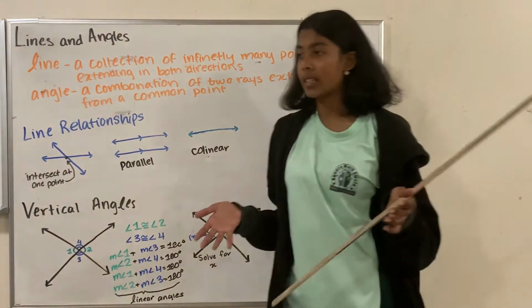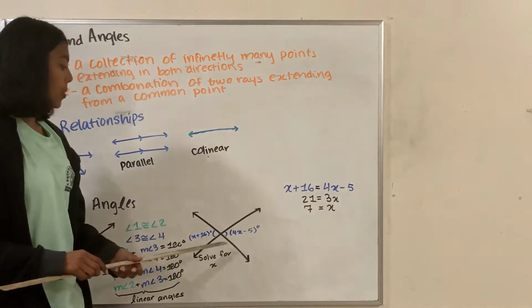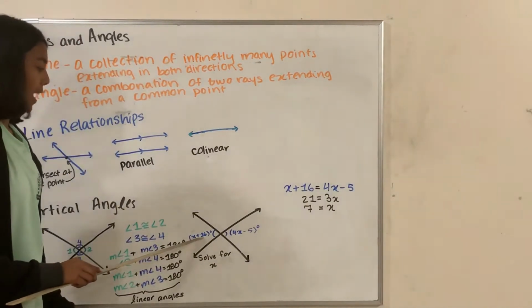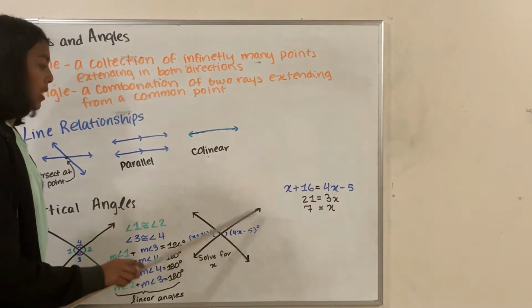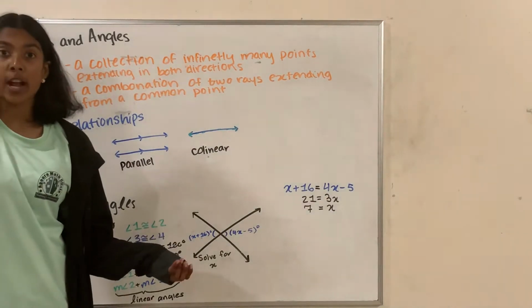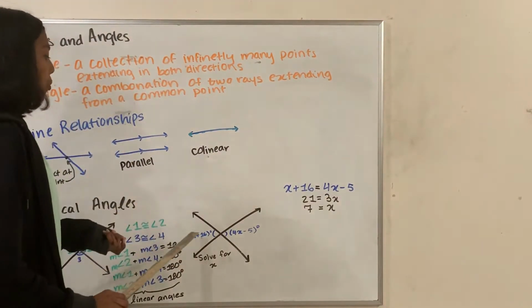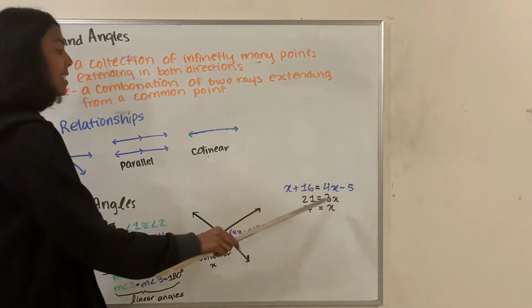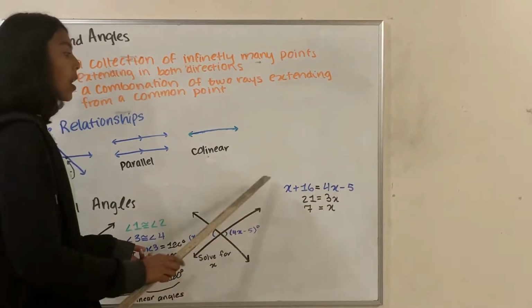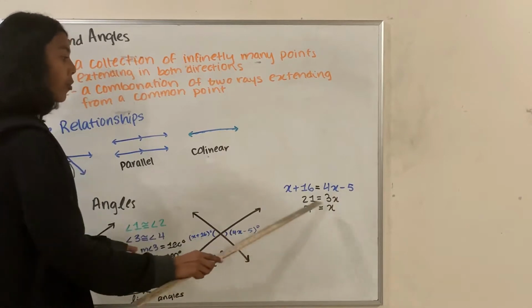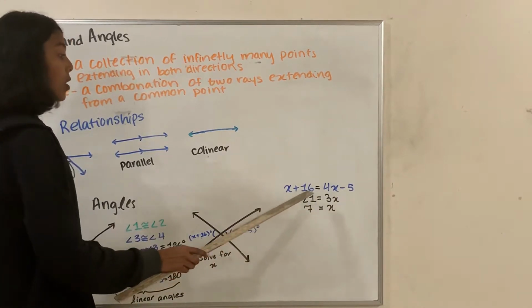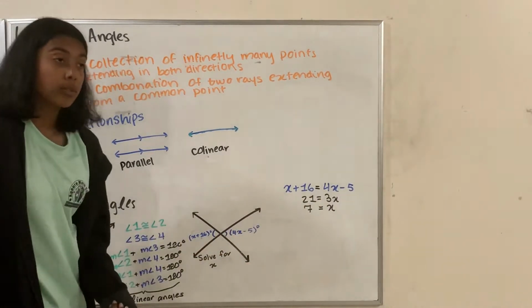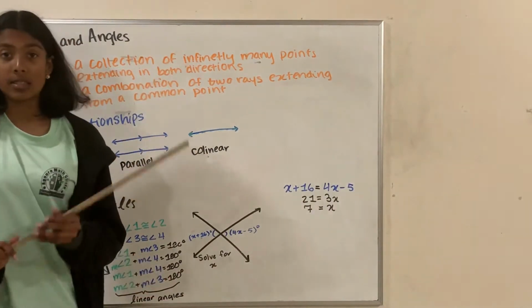So let's try an example. We have two intersecting lines, and this angle is x plus 16 and this is 4x minus 5. And we're supposed to solve for x. So here's how we're going to do it. We know that this angle and this angle are equal. So x plus 16 is equal to 4x minus 5. Bring x over here and 5 over here. You have 3x is equal to 21. Divide by 3 on both sides, and you have x is equal to 7.